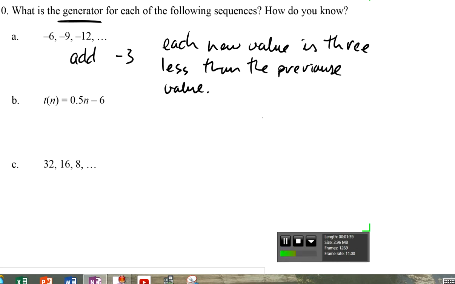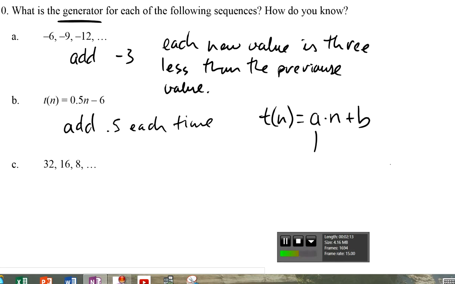Okay, and in the next equation, they actually gave us the rule. They're saying T of n equals 0.5, or 1/2, times n minus 6. On this one, what is the generator? Adding 0.5 each. Excellent. Yes, we are adding 0.5 each time. And one of the ways that you can say that you know that is you can say in general, T of n, this is for an arithmetic sequence, equals A times n plus B. This value right here, A, is your generator if it's an arithmetic sequence. It's what you're adding each time.